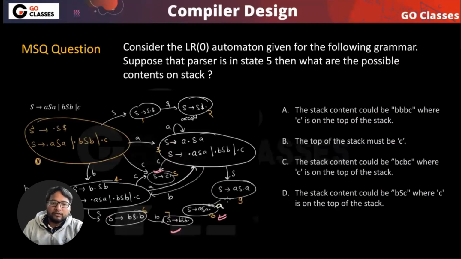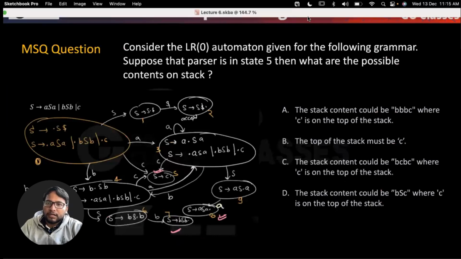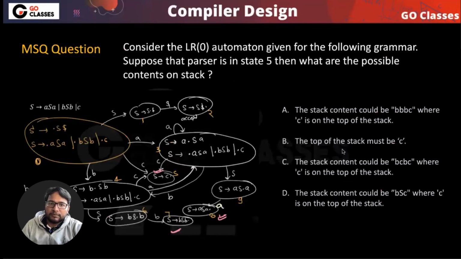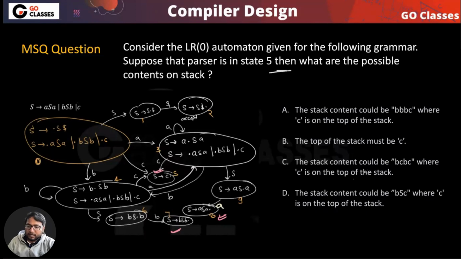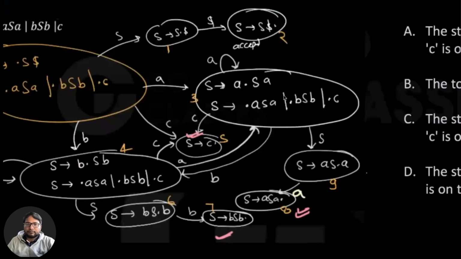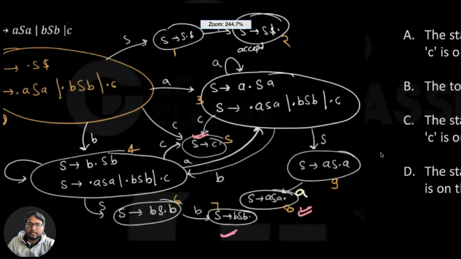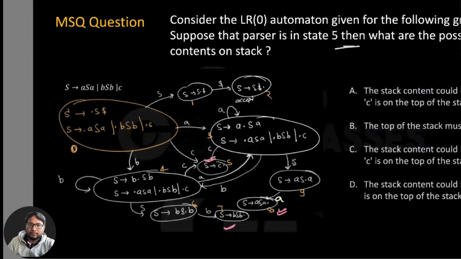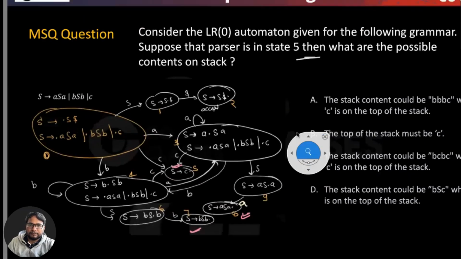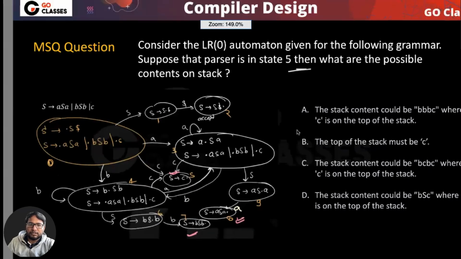Can you solve this question? Suppose this automaton is given to you. Consider the LR0 automaton that is given to you. Suppose the parser is in state 5, then what are the possible contents on the stack? That's what they're asking, right? Can you try solving this?